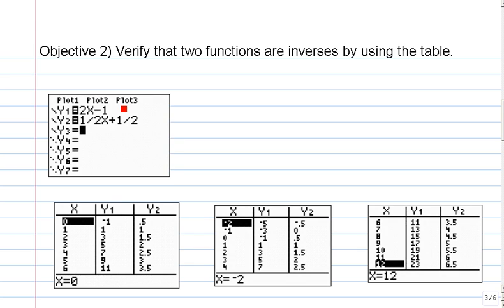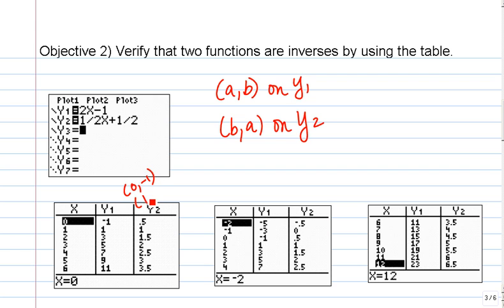Now, we can also verify that they're inverses by using the table. This can be a little bit ugly because what we're trying to find is that if a point (a, b) is on the graph of f, or in this case on y1, then the point (b, a) would be on y2. For instance, in y1 we have the points (0, -1), (1, 1), (2, 3), (3, 5), (5, 9), and (6, 11), just to name a few.